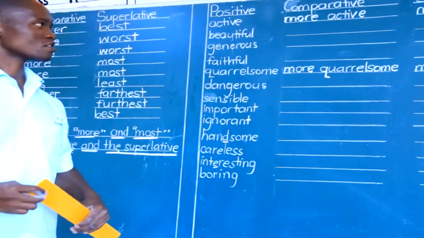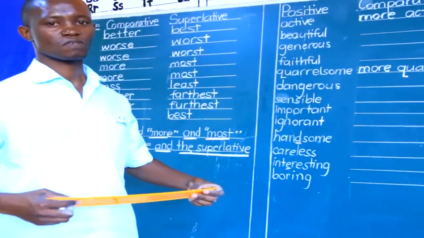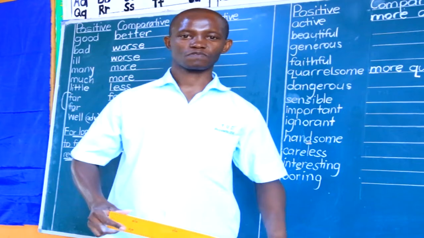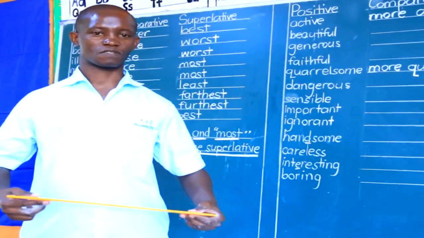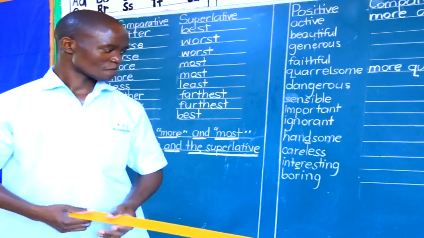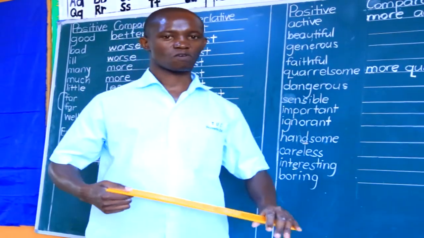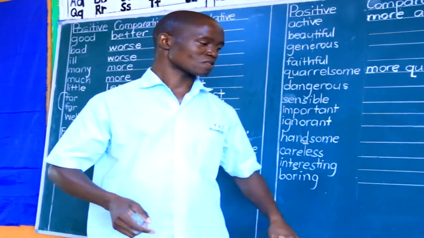That's the end of our lesson today. It was about comparison of adjectives, and in comparison we have been looking at the three different degrees. I wish you success as you attempt all the questions we have given you in this activity.